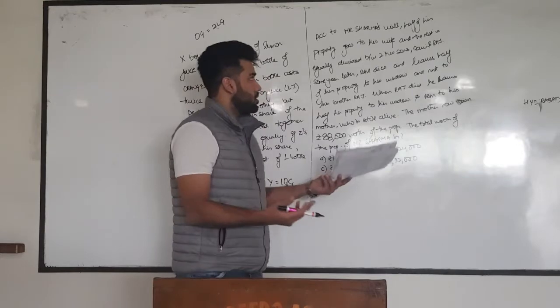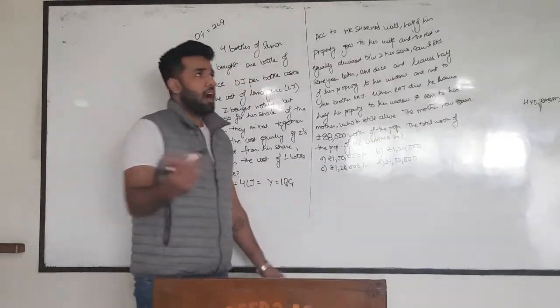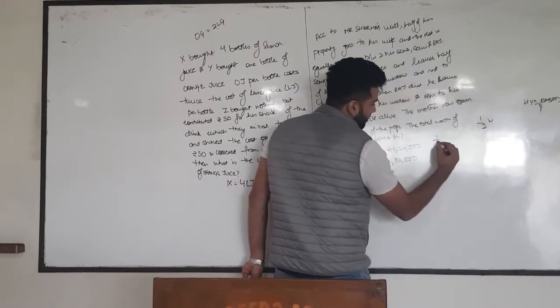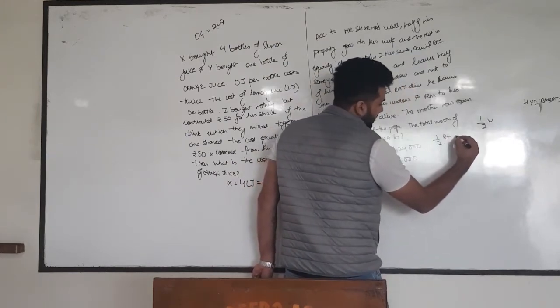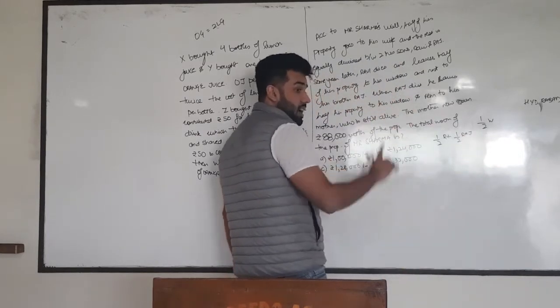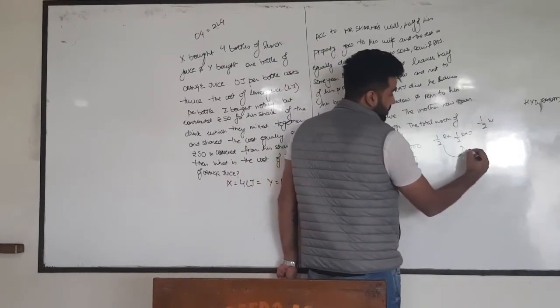Now, first of all, when Mr. Sharma dies, he gives half his share to his wife and half to both sons, half to Ravi and half to Raj. Ravi dies, gives half his property again to Raj.